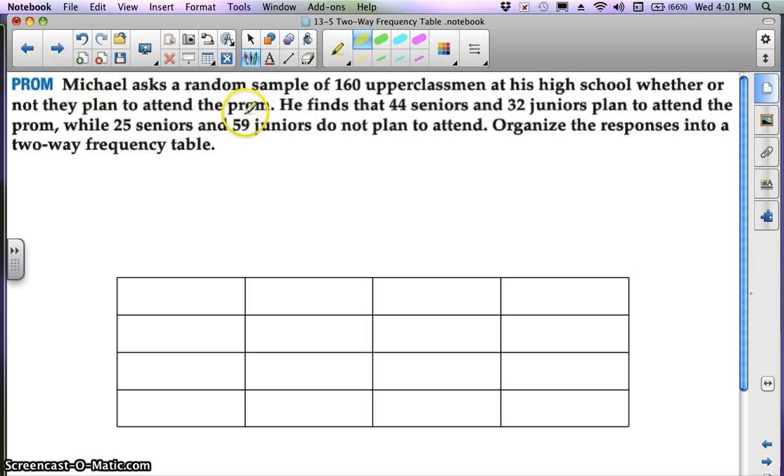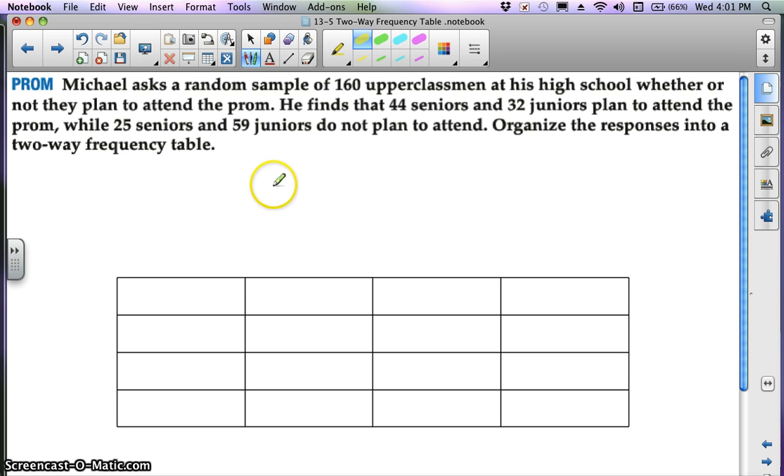So Michael asks a random sample of 160 upperclassmen at his high school whether or not they plan to attend the prom. He finds that 44 seniors and 32 juniors plan to attend the prom, while 24 seniors and 59 juniors do not plan to attend. Organize the responses into a two-way frequency table.